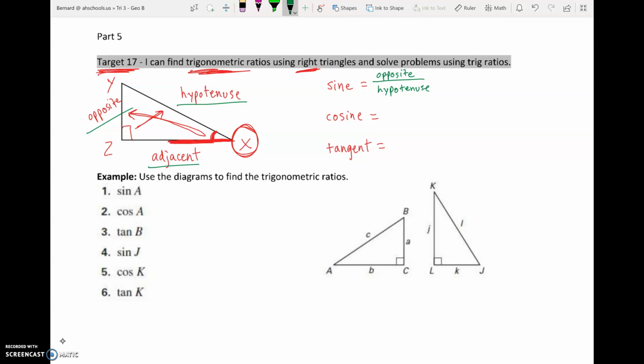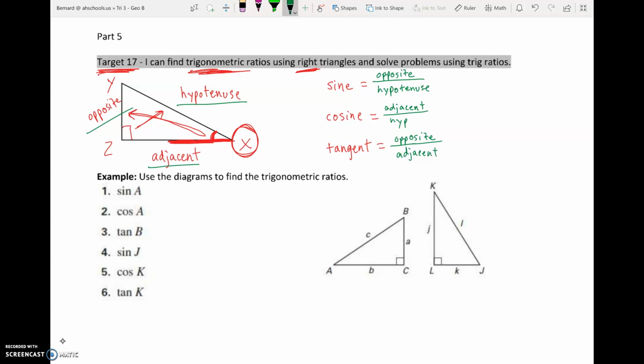And then similarly, your cosine, instead of being opposite, it's going to be the adjacent side. And then we're going to divide that by the hypotenuse. And then tangent is going to be the opposite side divided by the adjacent side. And so these are our three ratios.